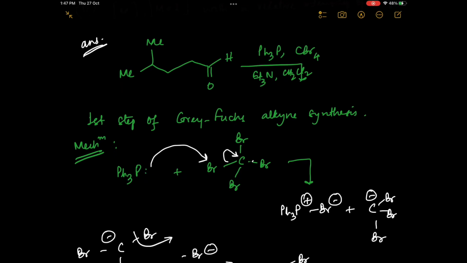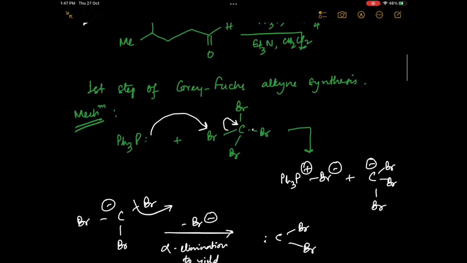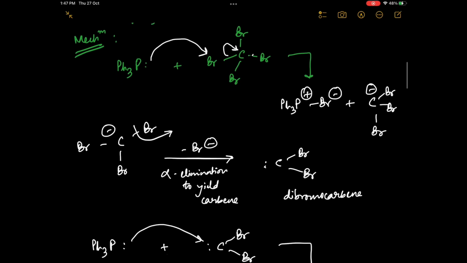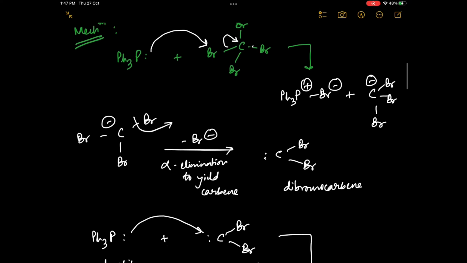So here what we see is that the PPh3 actually attacks the bromine of CBr4, and hence we get a salt, which is PPh3+ Br- and CBr3-. After that, this CBr3- undergoes alpha elimination to yield the carbene, which is the dibromocarbene, and then this dibromocarbene undergoes a nucleophilic attack from PPh3, and this in turn yields the ylide, which is PPh3+ CBr2-.